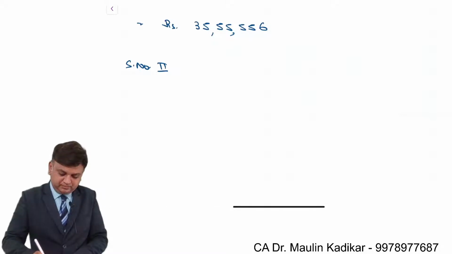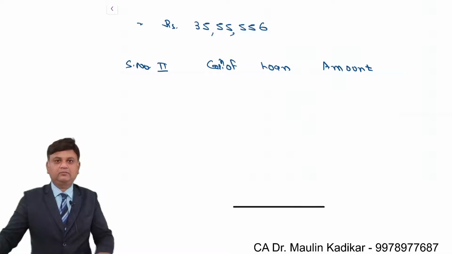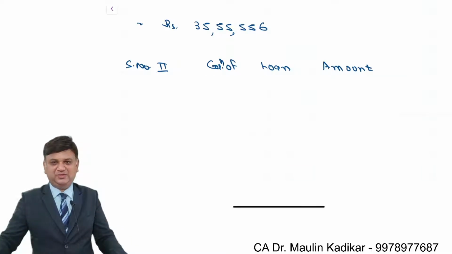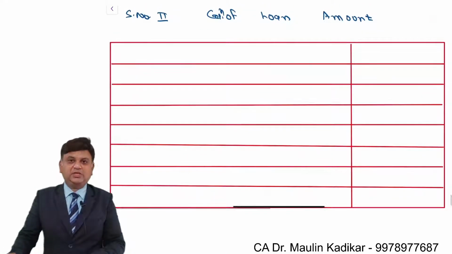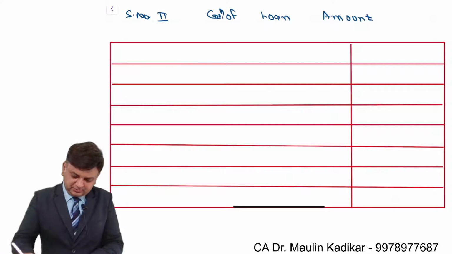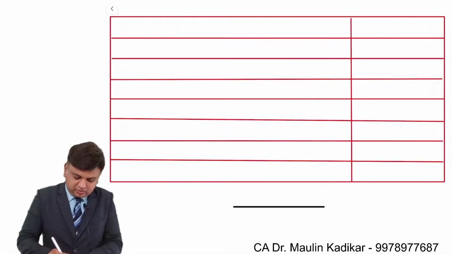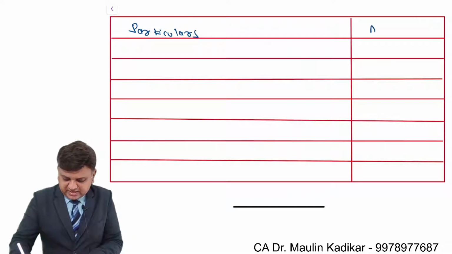Step number 2, calculation of loan amount. I request all of you to put answer in the chat box for the loan amount. In my opinion, this is the most important working that we have in case of the factoring question, that is the loan amount. Column number 1 particulars, column number 2 is answer.